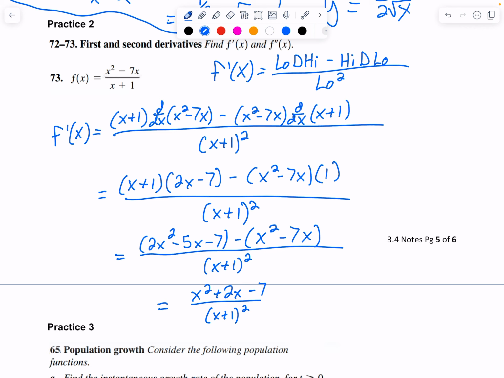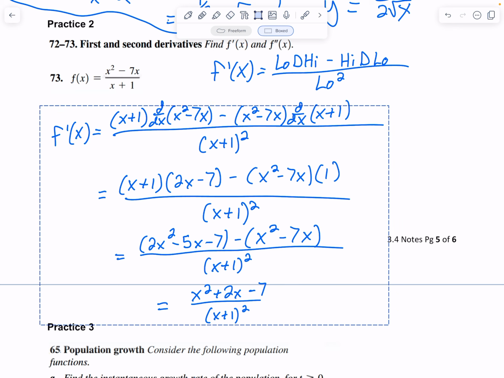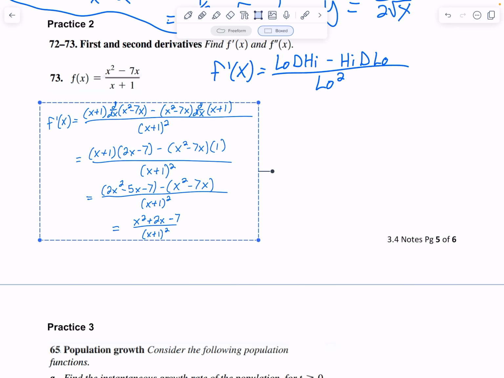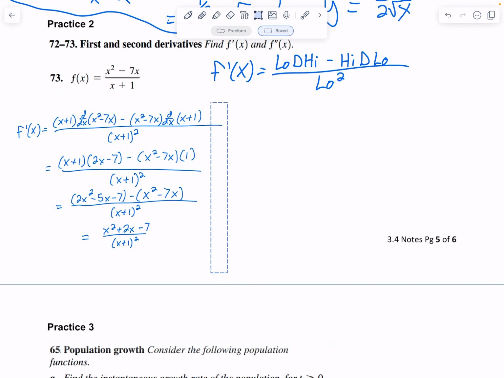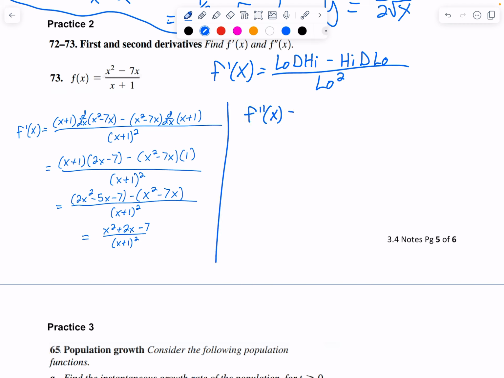So now we get to take this answer, and we get to do the quotient rule again, but on these numbers. So now, second derivative, it's the same formula, but I use it on what's here. So low d high. So it's going to be d dx of x squared plus 1, or x plus 1 squared.